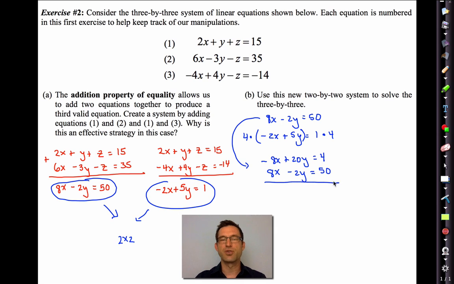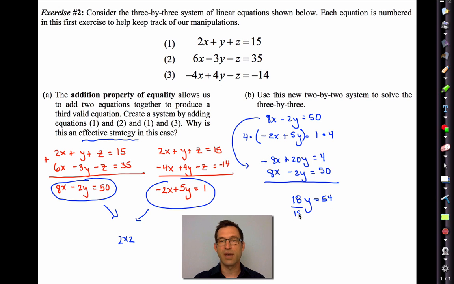Now, of course, that was a particularly good strategy. We never really talked about why this was an effective strategy over here. That was because the z's canceled and left us with just those two variables. But this is now an effective strategy for the same reason. Now when we add, the x's are going to cancel each other, and we're going to simply be left with 18y equals 54.